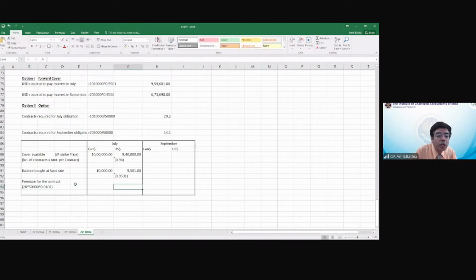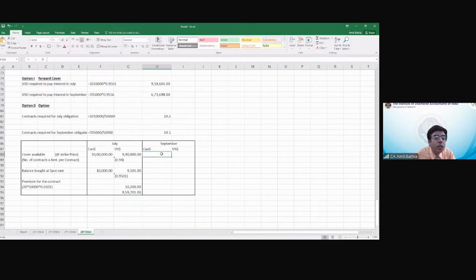This I have to pay in dollar terms, right? That comes to 10,200. So what is the total cost for me now? 10,40,000. 9,40,000 plus 9,501 plus 10,200. So I get 959,701.